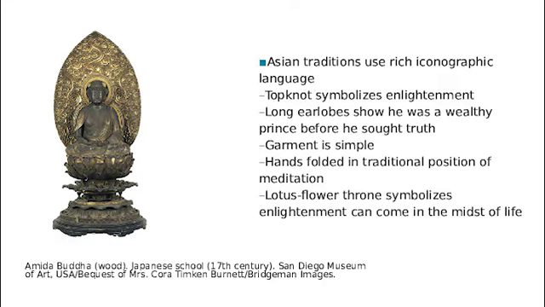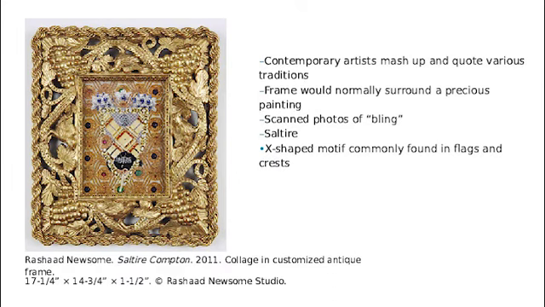Now, here's an example of a contemporary artist that is mashing up and quoting various traditions and various symbols and iconography and putting it all together into something quite unique. So some of the iconography here is this frame. It's very ornate, detailed, it's gilded. It would normally surround a precious painting.